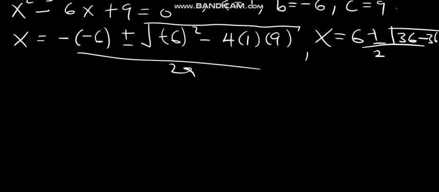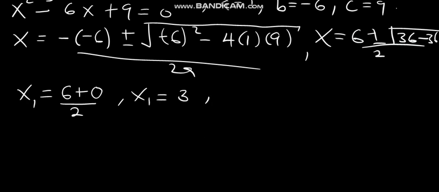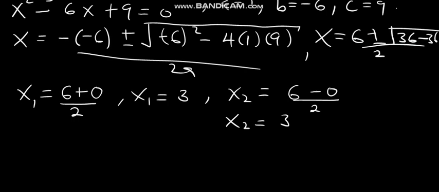Upon solving that, x1 is equal to 6 plus the root of 36 minus 36, which is 0, over 2. So x1 is 6 divided by 2, which is 3. And x2 is equal to 6 minus 0 over 2, which is also 3. Now if we look at the roots we have obtained, x1 is equal to x2, so the roots are two and they are equal.